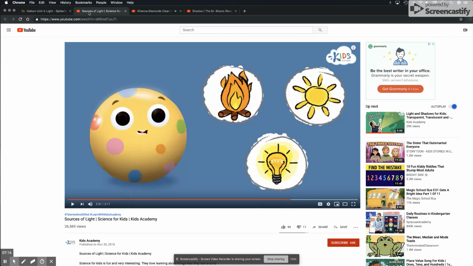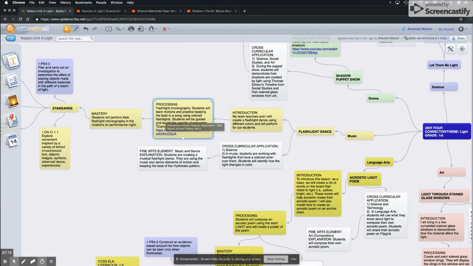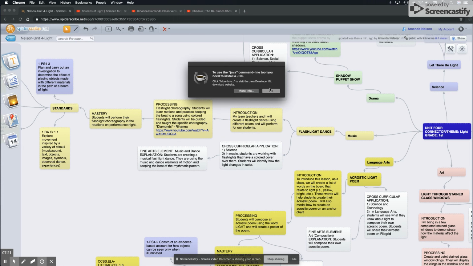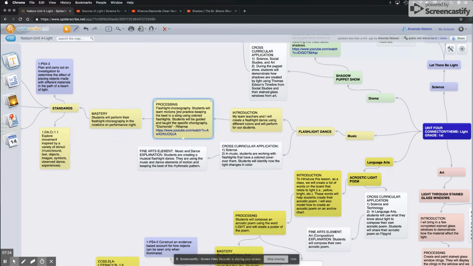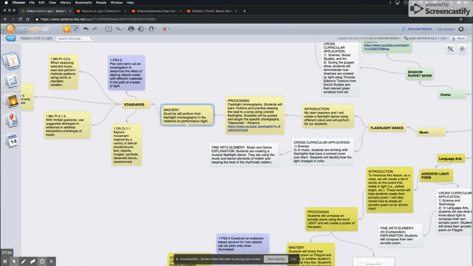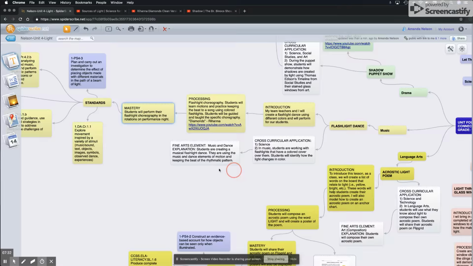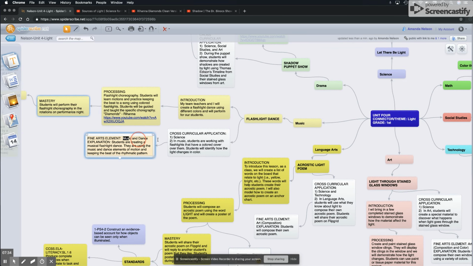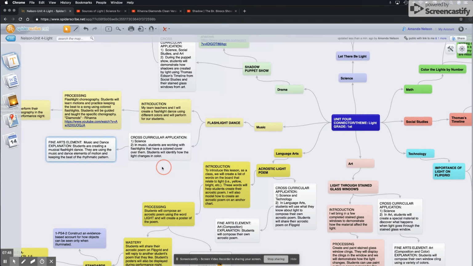So we're going to have a whole class flashlight choreography here for music, and then students are going to be performing their flashlight choreography on performance night. So our fine arts element is, of course, music and dance. So students are going to be creating their flashlight dance. We could also add color in here. With music and dance, they are going to be using the elements of beat and rhythmic pattern.